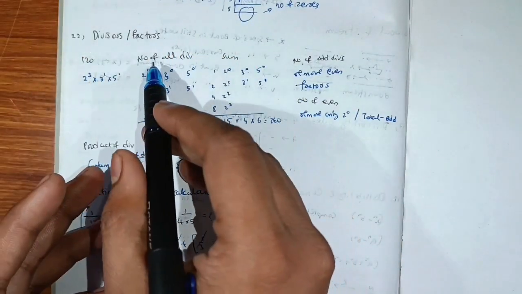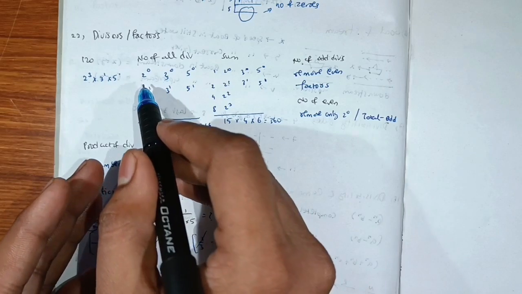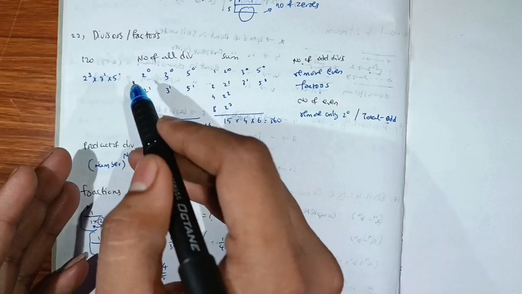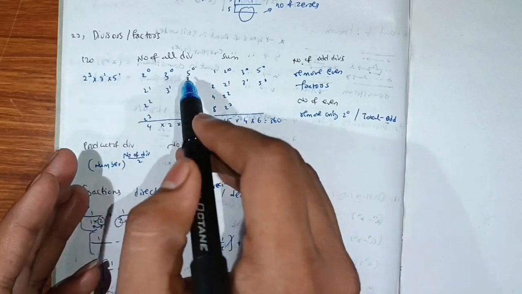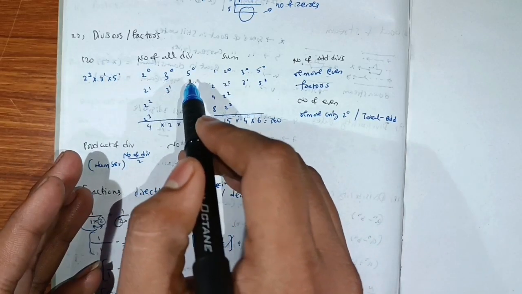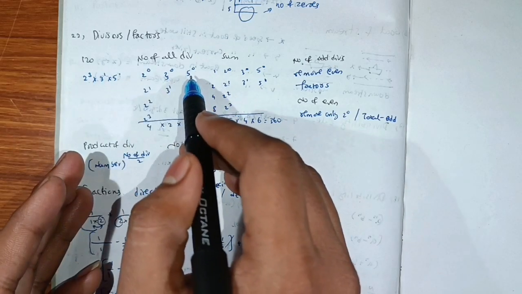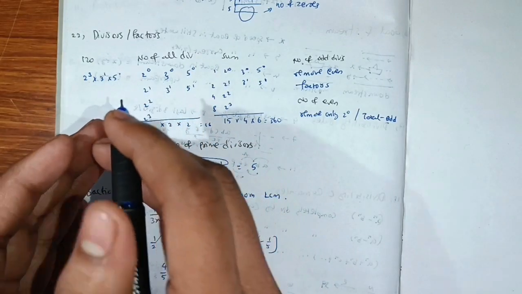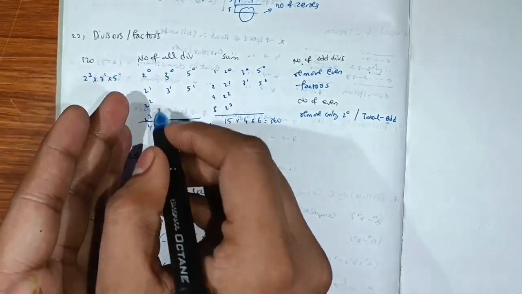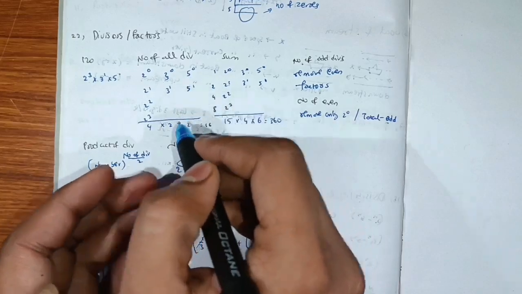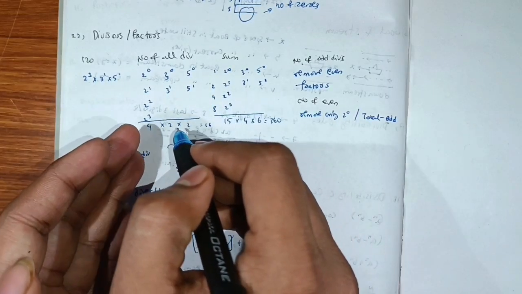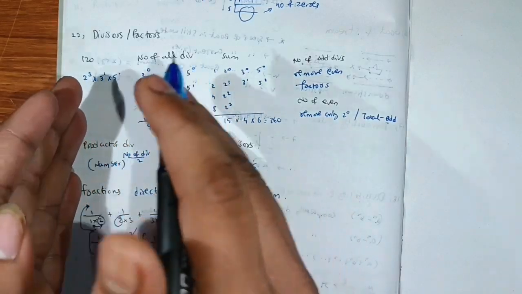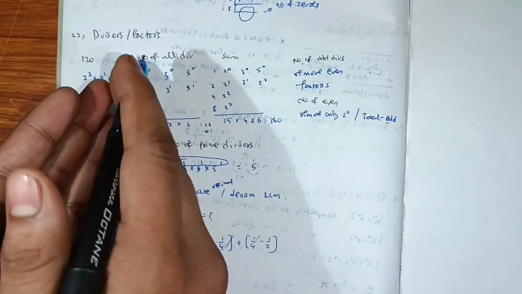The number of all divisors: you need to write in this manner, like 2 power 0, 2 power 1, 2 power 2, 2 power 3 up to the last power, and 3 power 1 you need to write like 3 power 0, 3 power 1, and 5 power 1 we need to write like 5 power 0 and 5 power 1. To find the number, you need to count: 1 2 3 4, and here 1 2, and here 1 2. Then you need to perform the multiplication between these, and you will get one value, which will be the number of all divisors.